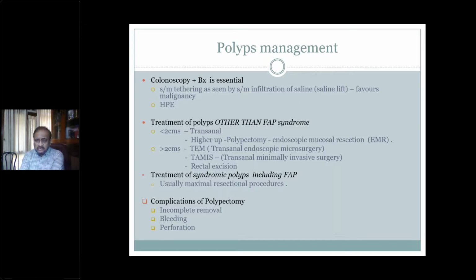Now, what about the treatment of syndromic polyps, including FAP? There you have to go in for a maximal resection procedure, and that maximal resection procedure ultimately lands up with what? A total colectomy. Why? Because most of the time you find more of the colon involved in these patients, right?